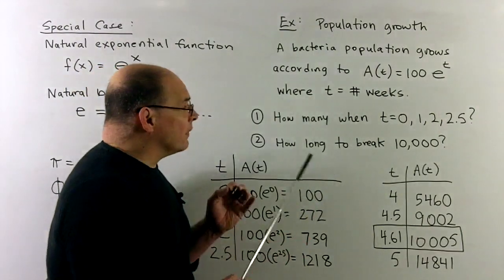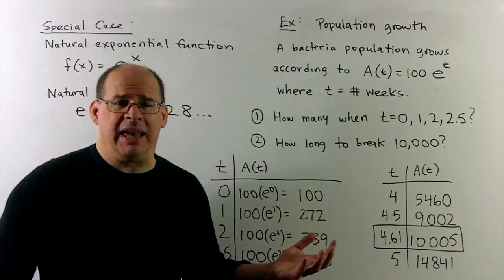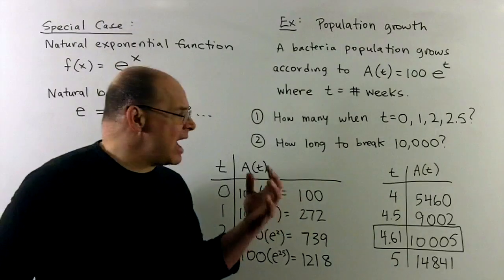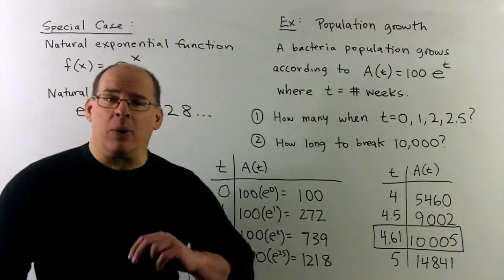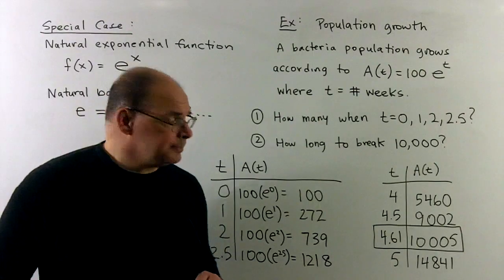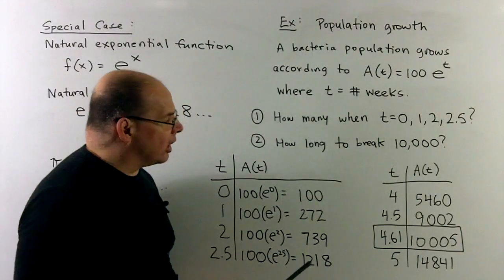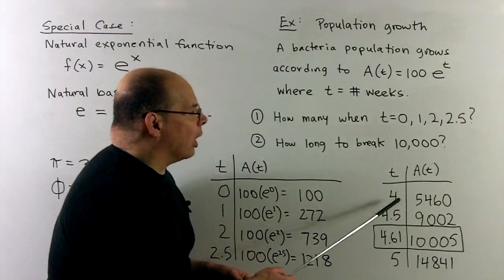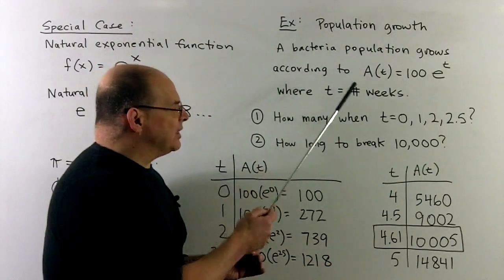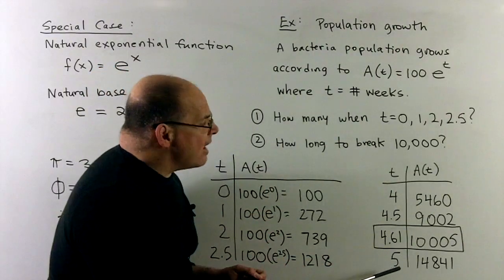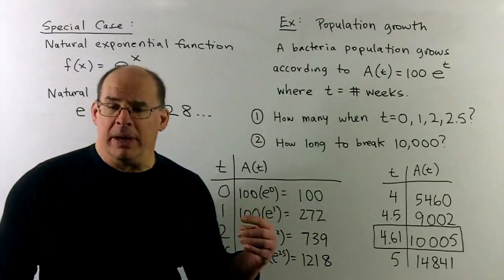Now, for the reverse problem, right now it's just going to be guesswork. We don't have a good method for solving for an exponent. That's going to be where we introduce logarithms coming up. What can we do? Well, I could follow out the pattern here, and I'll note when I get to 4, we'll have 5,460 members in our bacteria colony. If I go to 5, I'll get 14,841. So 10,000 is somewhere in the middle there.